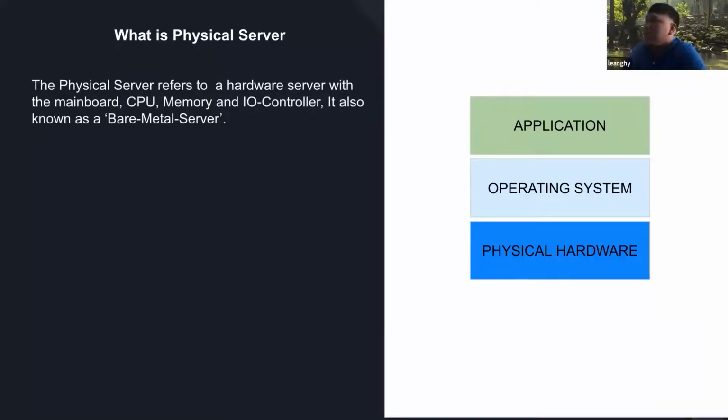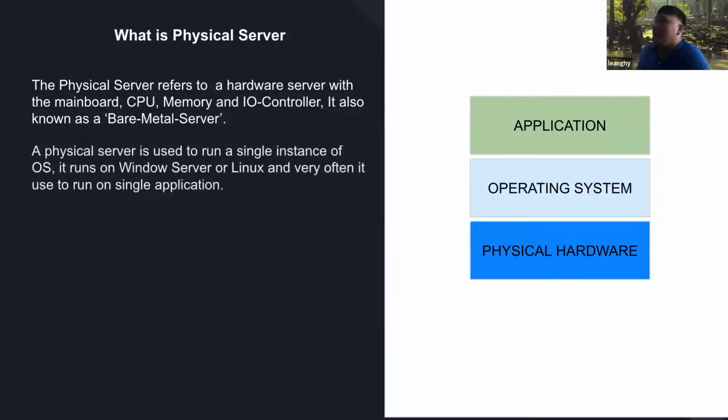The physical server refers to a hardware server with the mainboard, CPU, memory, and input-output controller. It's also known as a bare metal server. Normally, a physical server is used to run a single instance of an OS. It can run Windows Server or Linux, and mostly we use it to run only a single application. But anyway, we can still run many applications. It depends on the situation.